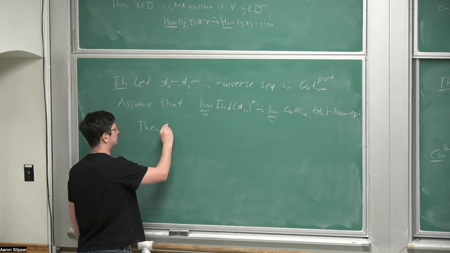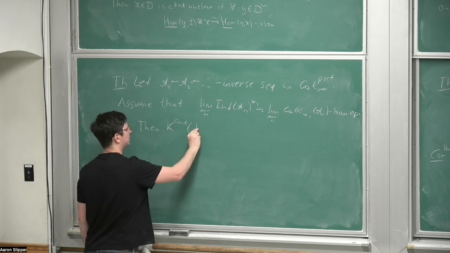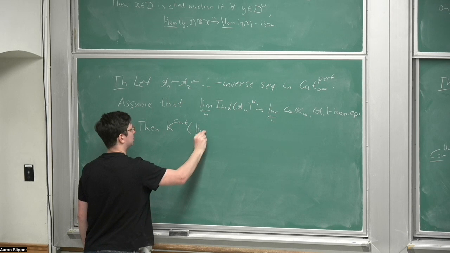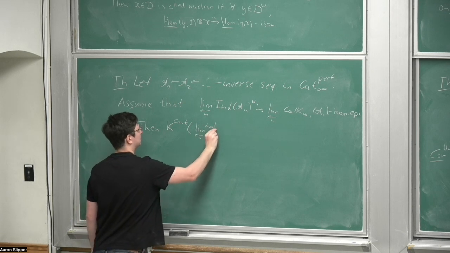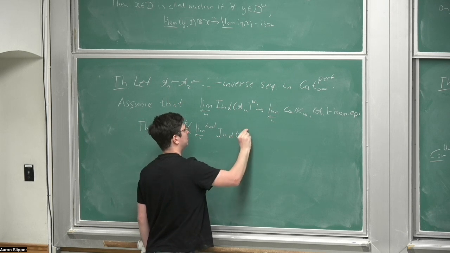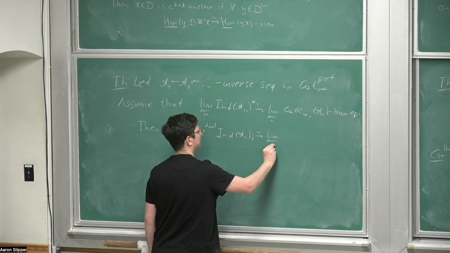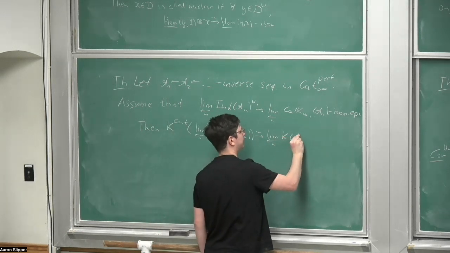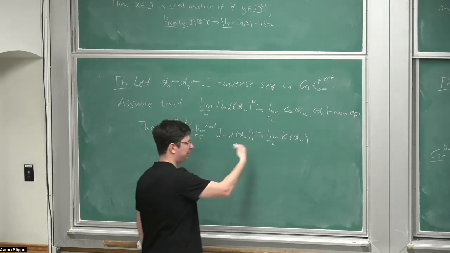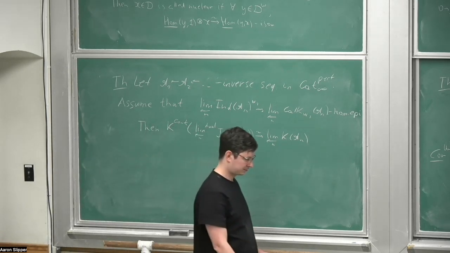Then I claim that the continuous K-theory of the dualizable inverse limits of incompletions of n is equivalent to the inverse limit of K-theory of n. So we have a natural map and the statement is that it is an equivalence.